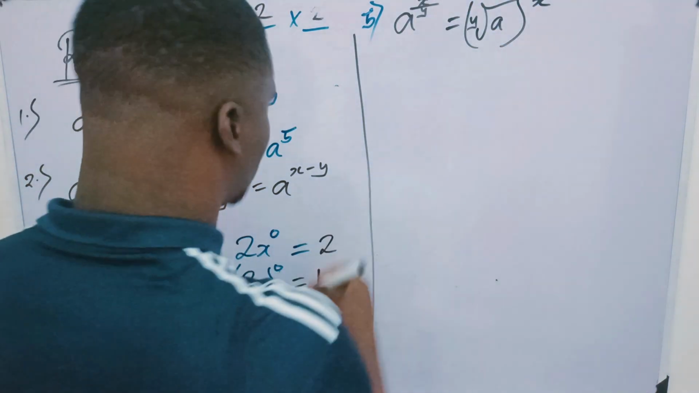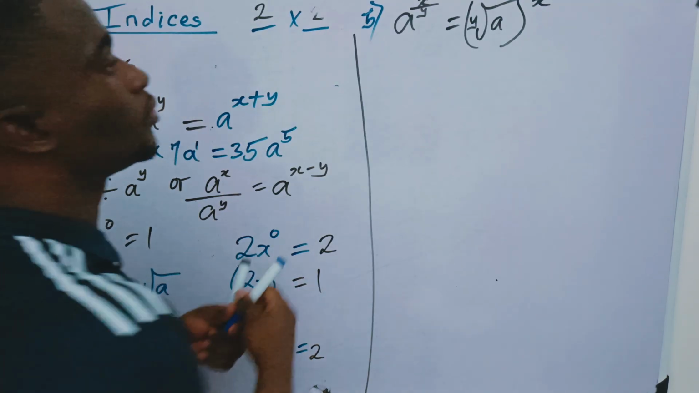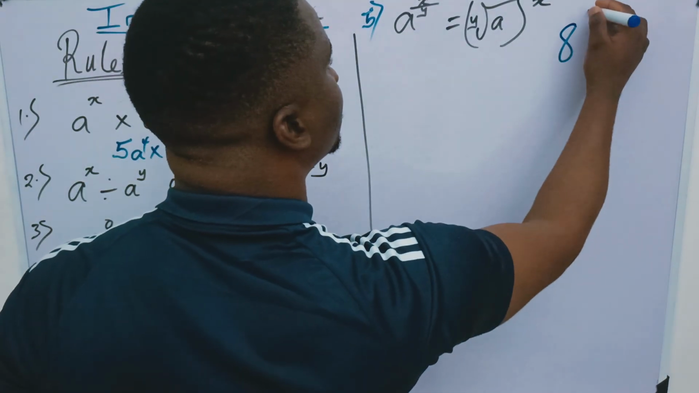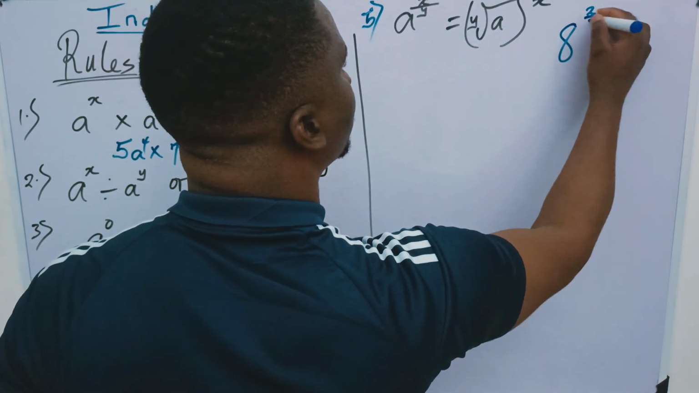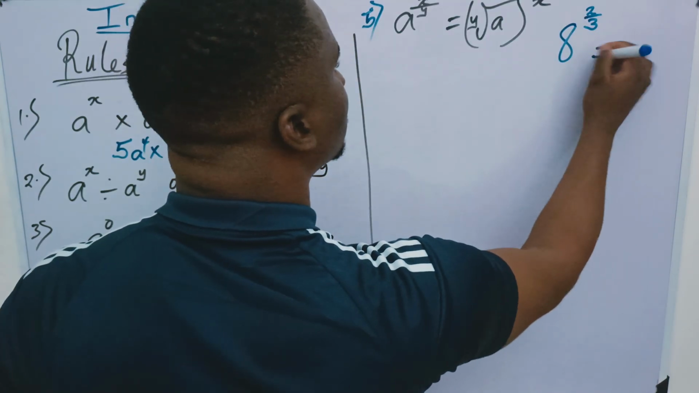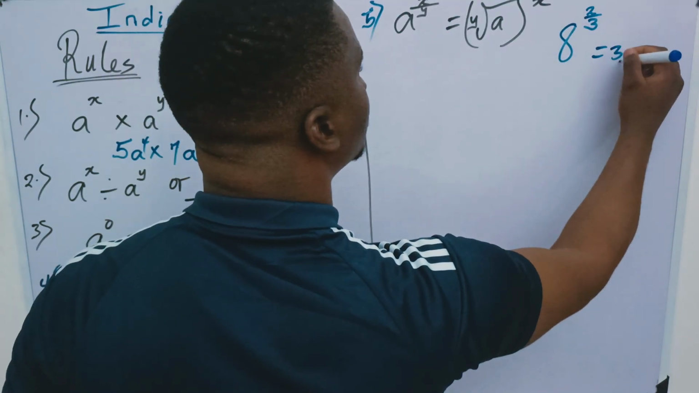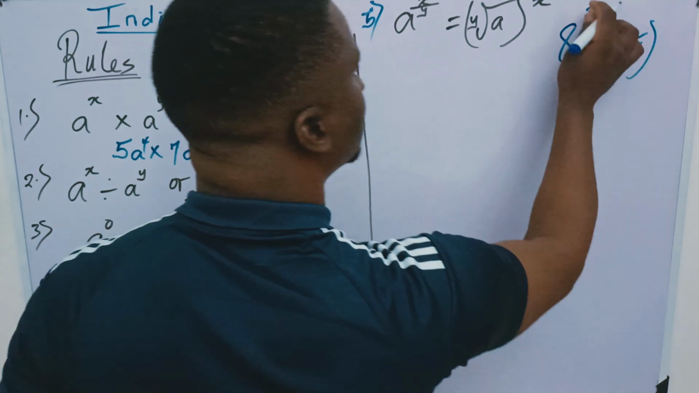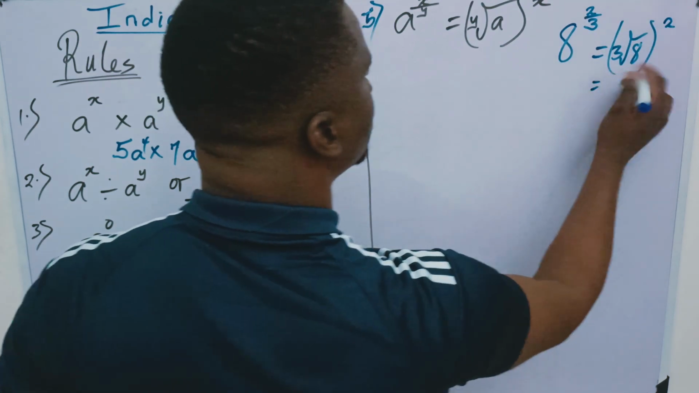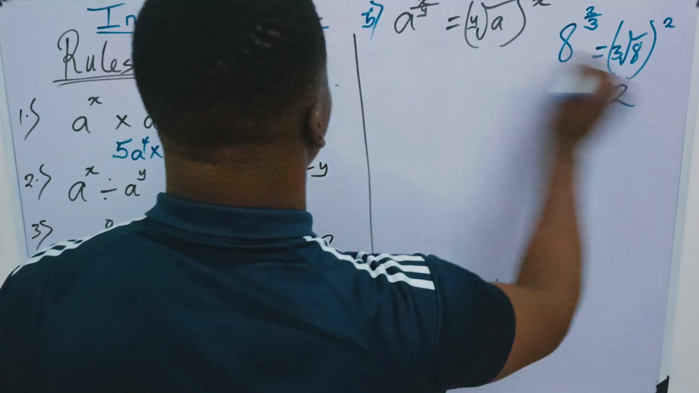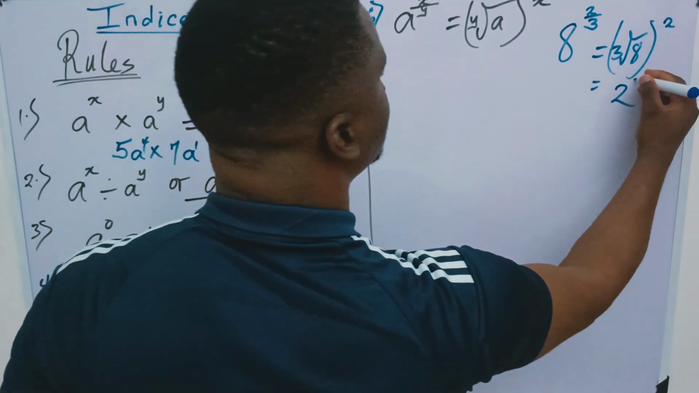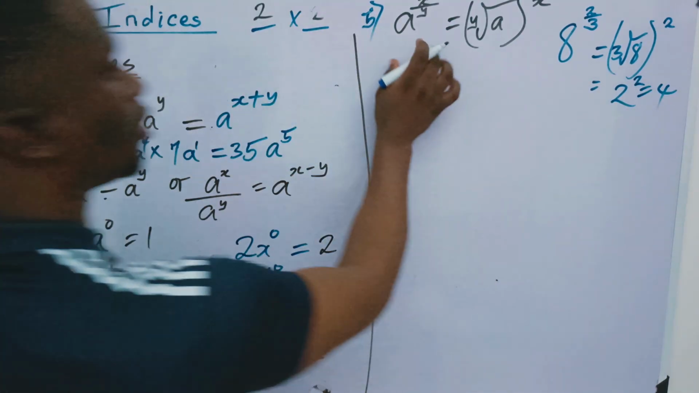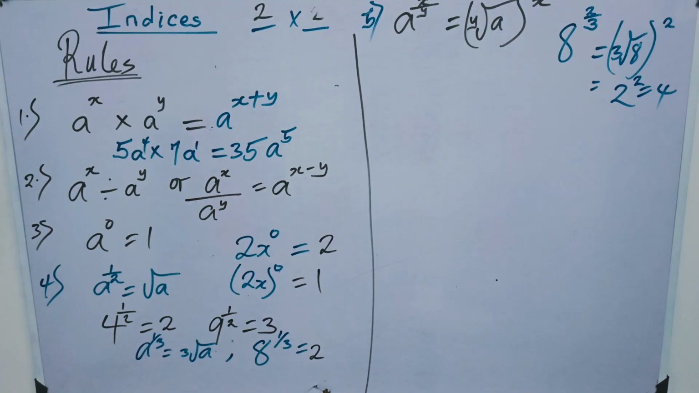So let's say we have something like 8 raised to the power of 2 over 3. So what do you do in this case? Take 3 behind as the third root, the cube root of 8, then square. So the cube root of 8 is 2, like I said here. Then you square it. 2 squared is 4. Okay? So that's about that law, right?